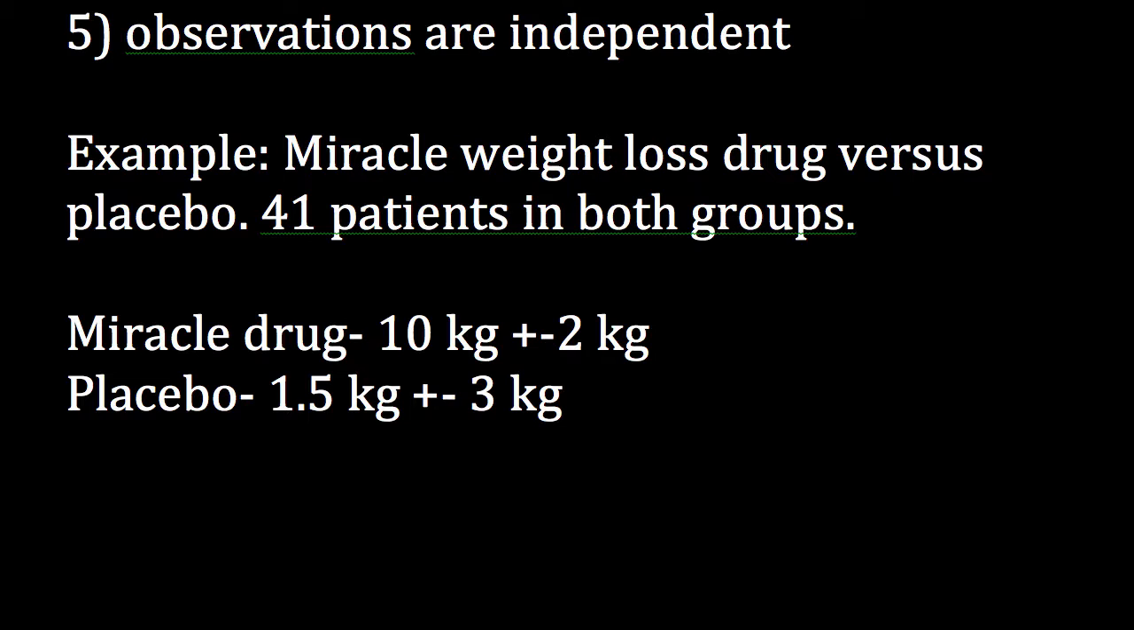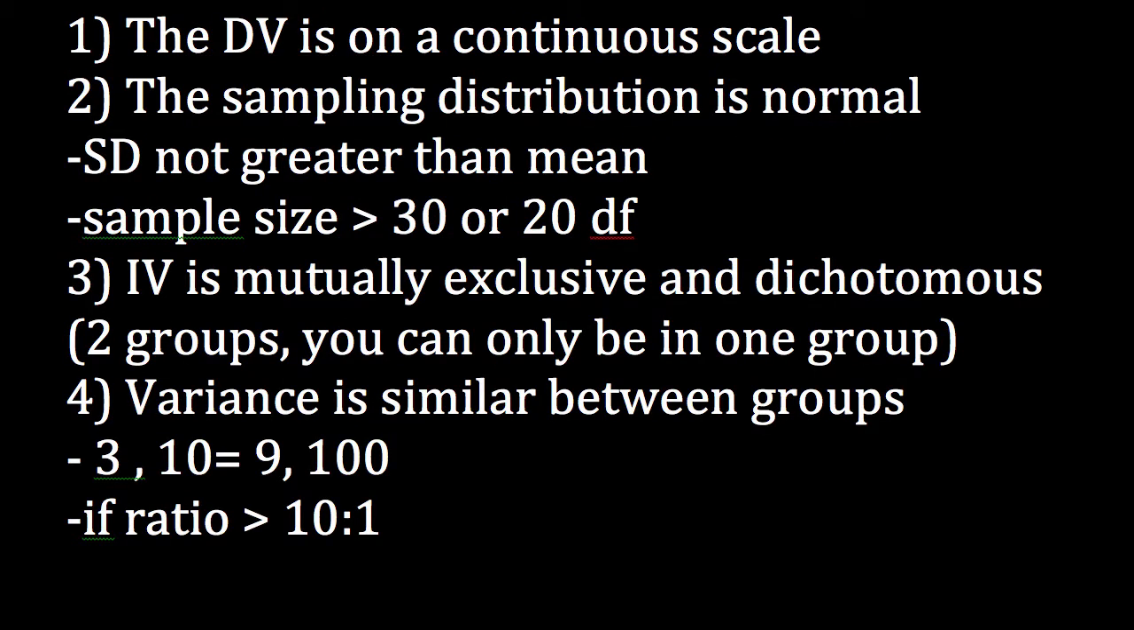So let's scroll up. The dependent variable is continuous because we're looking at the mean value for weight loss, and that is a continuous variable. The standard deviation is not greater than the mean, and the sample size is greater than 30, so we meet both of those criteria. The independent variable is mutually exclusive, so they're either getting a placebo or the active drug, and you can only be in one of the groups. And the variance is not greater than a 10-to-1 ratio.